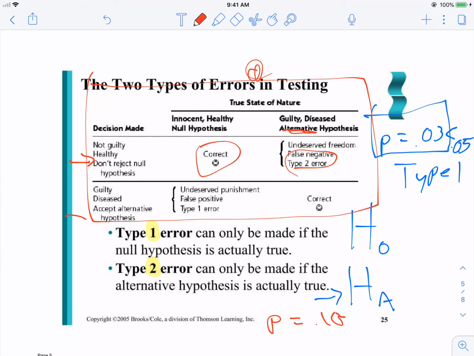If you choose to accept the alternative hypothesis, so you believe that, or you have a p-value less than 0.05, you reject the null and accept the alternative hypothesis. But if the null hypothesis is actually true, that is a type 1 error. Again, in the courtroom, that's the undeserved punishment, and that's the false positive for a medical test. And if you accept the alternative and the alternative is actually true, that is the correct answer.